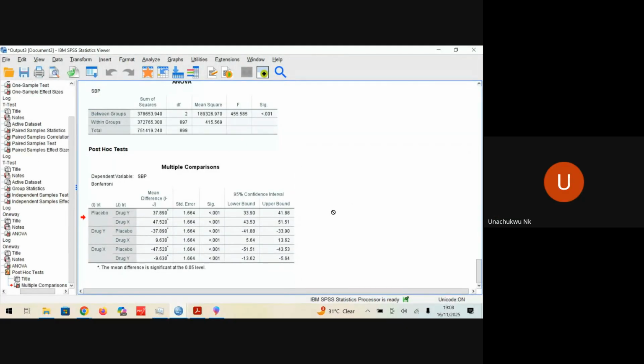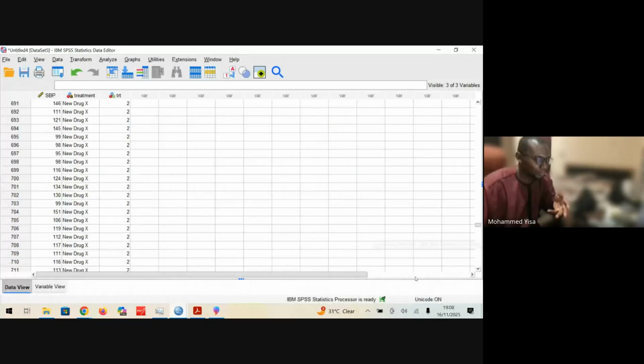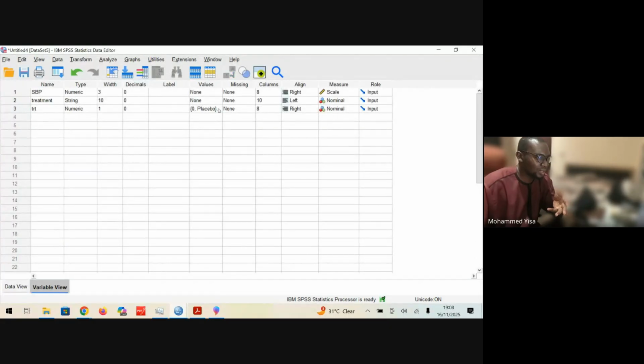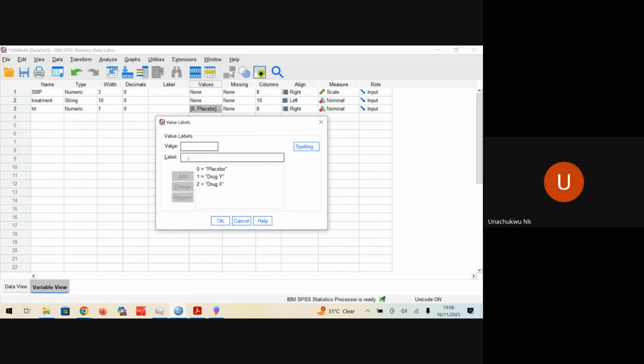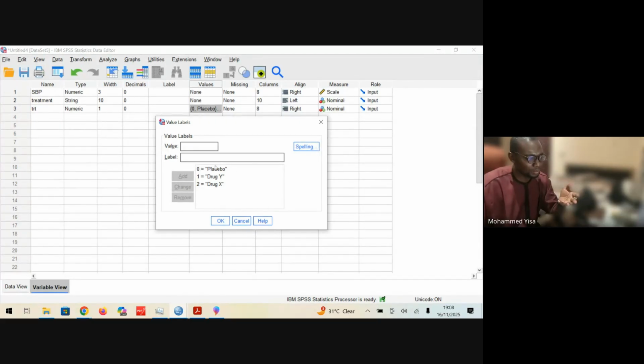Sorry, my own is not showing drug X and Y. It's showing treatment 0, 1, and 2, right? Because you did not change it here in the variable view. I told you, for me, I like to know what I'm looking at. I like to know that 0 is placebo, 1 is Y, and 2 is X. So if you come here and define the value labels, your output will show you what the value labels are.